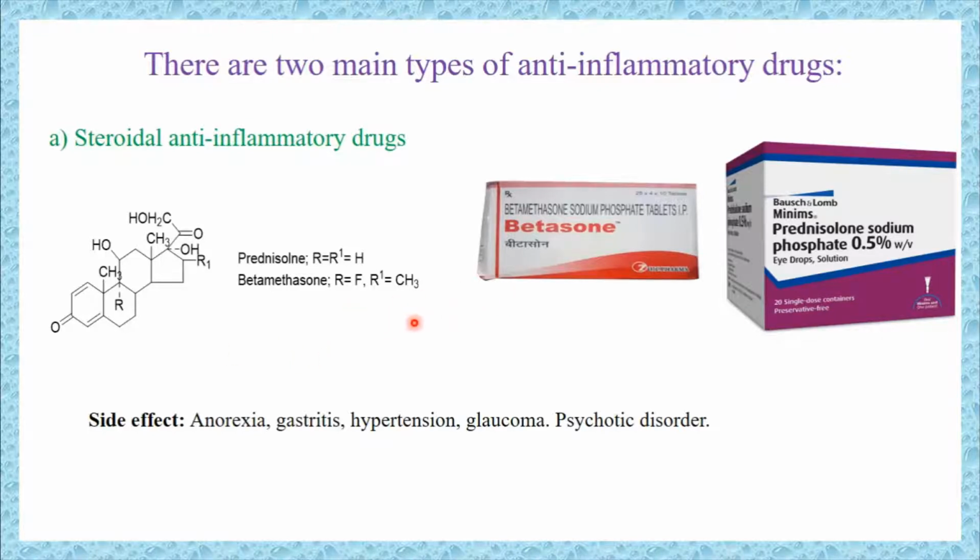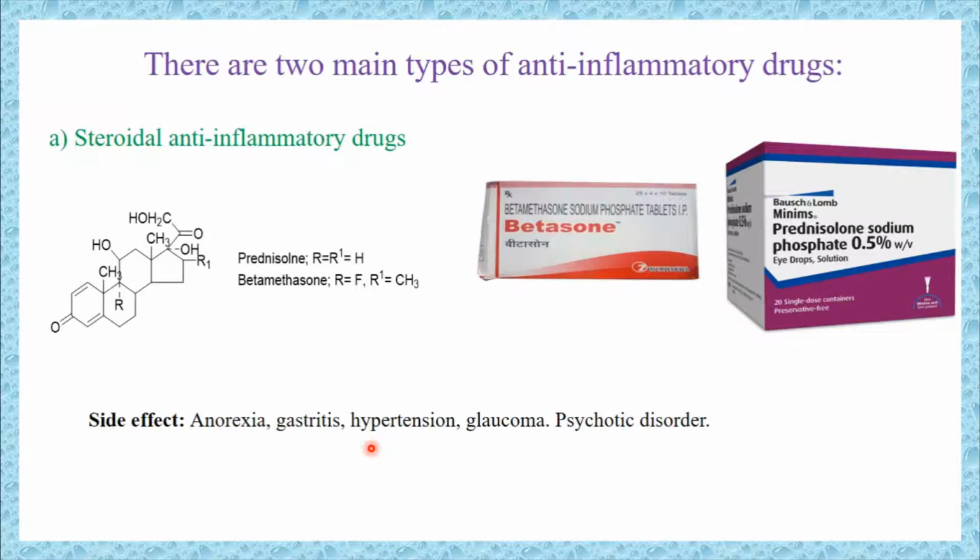That is, in Marathi we call it loss of appetite. Then gastritis. Gastritis means inflammation of the stomach lining. Then hypertension, that is high blood pressure. Then glaucoma means काचबिंदू. It also causes psychotic disorder with high doses. When you are taking a high dose of this SAID drug, it also causes psychotic disorder. It has an effect on your brain.